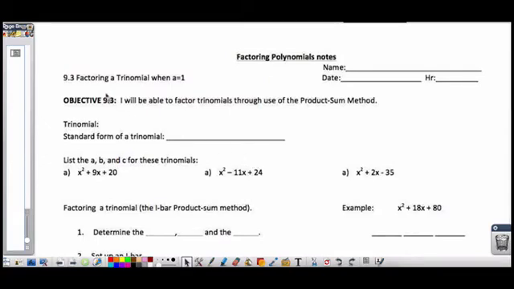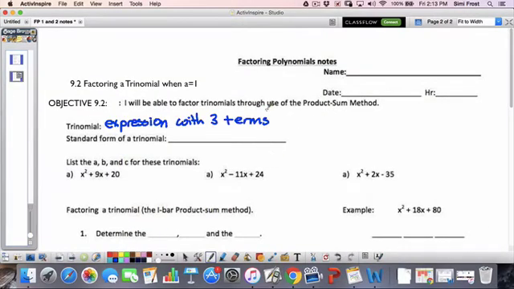Okay, in this video, 9.3, factoring a trinomial when a equals 1. So your objective: I will be able to factor trinomials through the use of the product sum method. Okay, so what is a trinomial? Well, if a binomial had two terms, a trinomial, like a tricycle, having three wheels, has three terms.